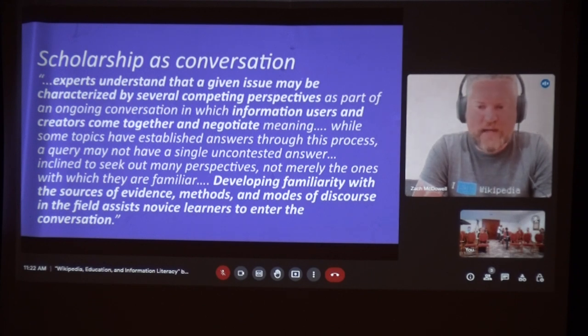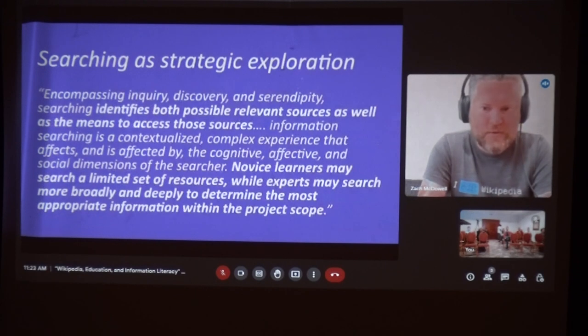Information users and creators come together and negotiate meaning. So when they're reading these things, they understand that all of these different ideas are out there and they must be represented neutrally. This idea of developing familiarity with the sources of evidence, methods, and modes of discourse can assist learners to enter the conversation. The more research you do, the more you familiarize yourself with the larger conversation, not just the first thing that comes up on a Google search.